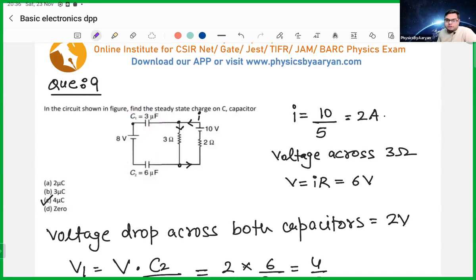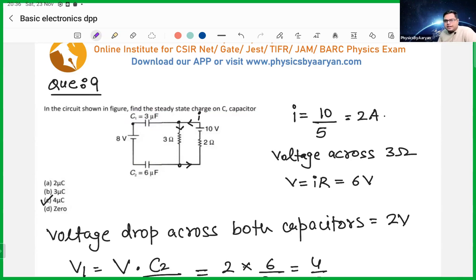And they have not mentioned which capacitor. Ultimately it will come out that both the capacitors will have the same charge. I will tell you why, but let's see. Let the answers come by itself. I will not give you any spoiler. So they are asking basically what is the steady state charge on the capacitors.